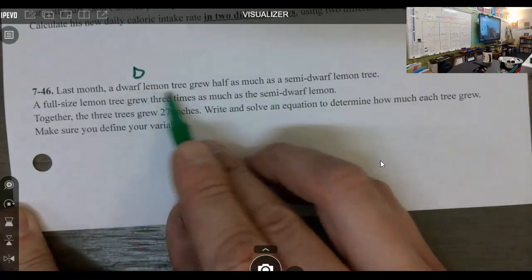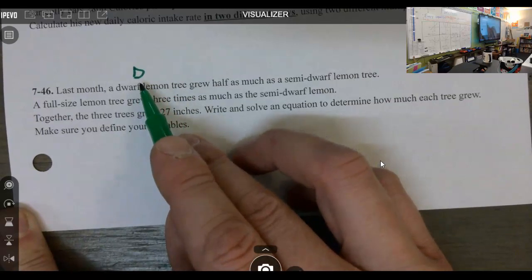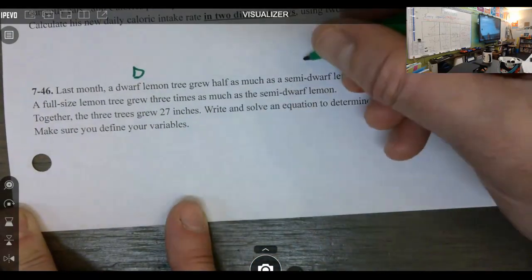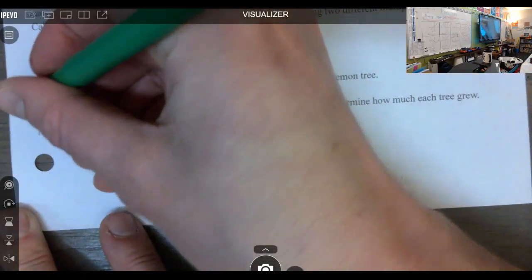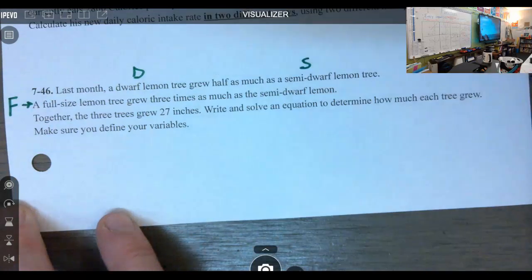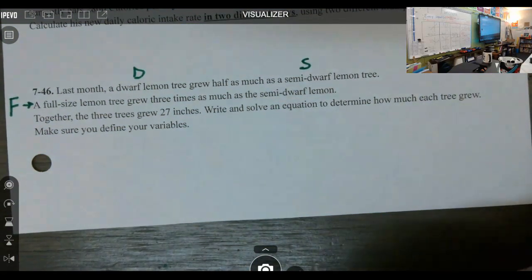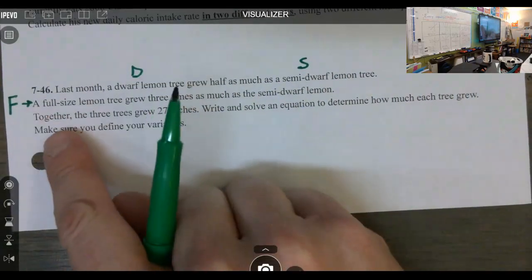Come back if you seriously can't figure it out. A dwarf lemon tree, I would not call DLT. I would just call D. Why would you give multiple letters when one does the trick? The semi-dwarf, S. The full size, F. Right, so if we're thinking about 46 and how to start this, they've told us about 3 things.